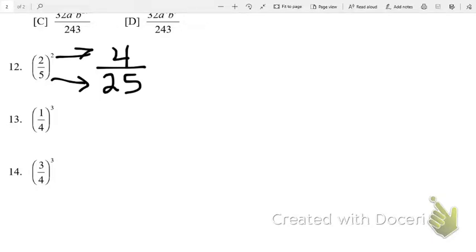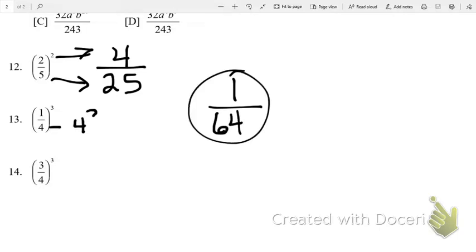13, 3 is the little power, and it's given to the numbers upstairs and downstairs. So 1 to the power of 3 is 1. And the bottom, 4 to the power of 3 is, let me think about this, 4 times 4 times 4, I think 64. All right, so number 13 is going to be 1/64th.